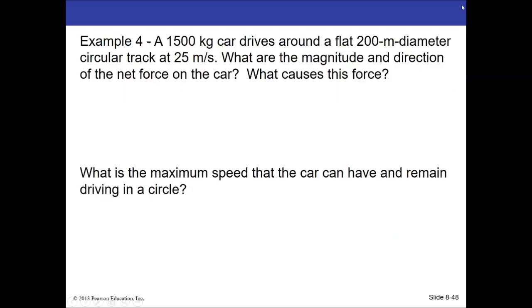All right, so we got a 1500 kilogram car that moves around a flat 200 meter diameter, that's 100 meter radius, circular track at 25 meters per second. What is the magnitude and direction of the net force on the car? What causes this force? All right. Now, what is the max speed that the car can have and remain driving in a circle?